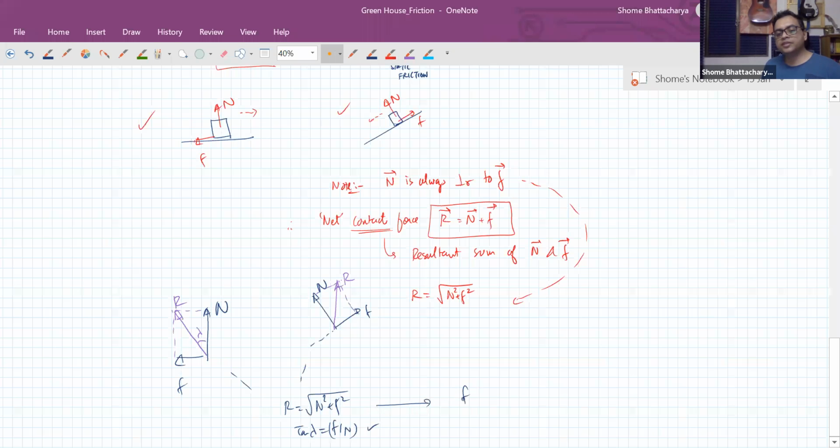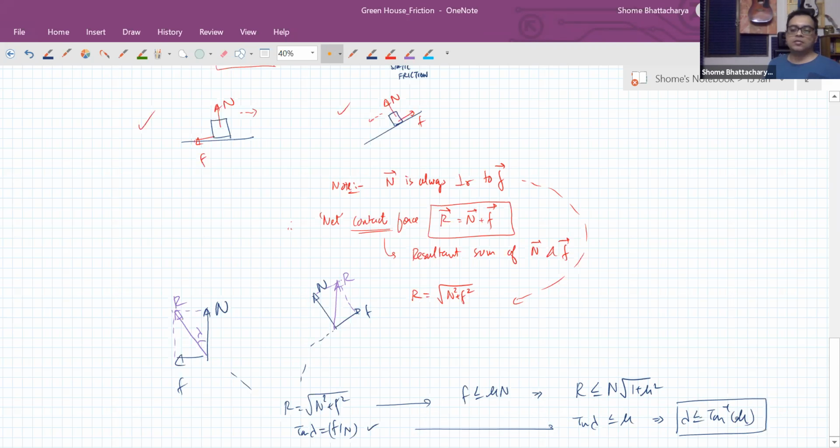So you can see that friction is less than or equal to mu N. That means R is less than or equal to N square root of 1 plus mu square, and from this tan lambda is less than or equal to mu, or lambda is less than or equal to tan inverse mu. So the angle of friction can never exceed tan inverse mu, where mu is the coefficient of friction. So that was question number 10.